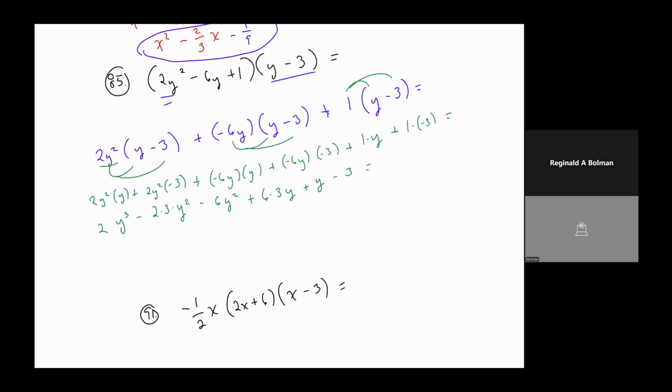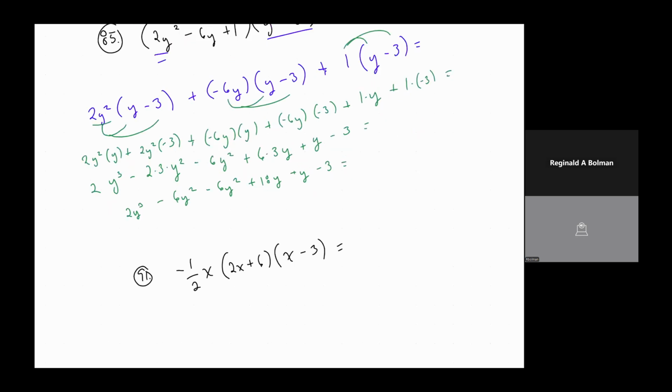Okay, but let's continue. So now you've got a 2y cubed. There's really nothing we can do with that at the moment. But we do have a negative 2 times 3 is 6y squared, minus 6y squared. 6 times 3 gives us an 18, so it should have a positive 18y. And this is going to be added with a y minus 3. Okay, cool. So now it really looks like we can start to clean everything up.